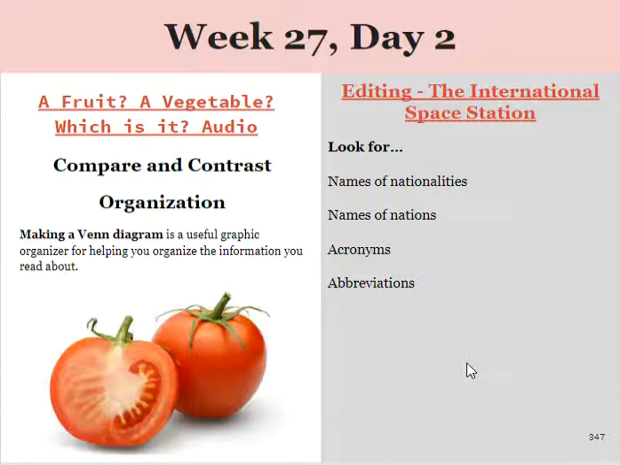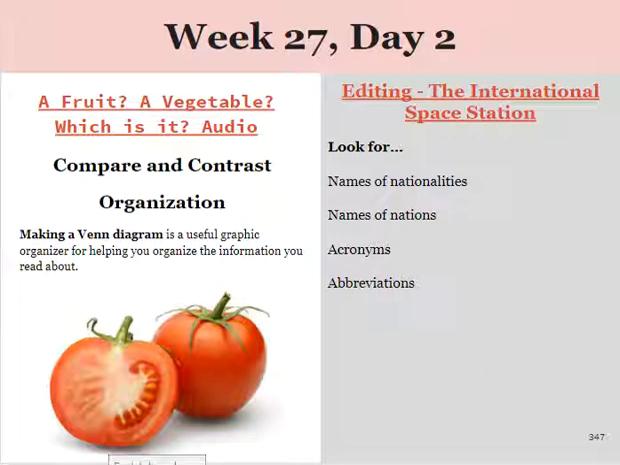A fruit? A vegetable? Which is it? Today we're going to be practicing comparing and contrasting by reading about a difference between a fruit and a vegetable. Remember to think about organization, and one way to do so is to make a Venn diagram.